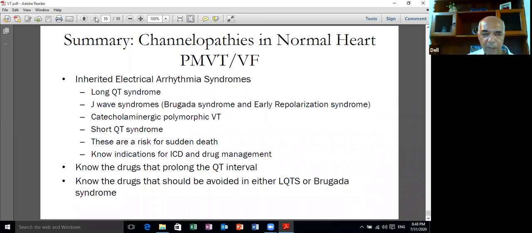All these put the patient at risk of sudden death; there is no indication for ICD in these conditions, and it's important also to exclude the drugs which prolong the QT interval and those which precipitate torsades. So thank you for your attention, and I think Dr.